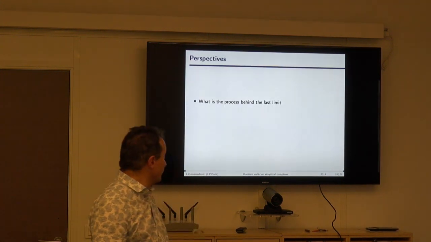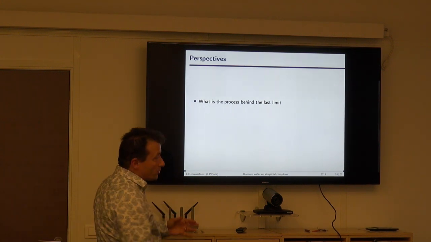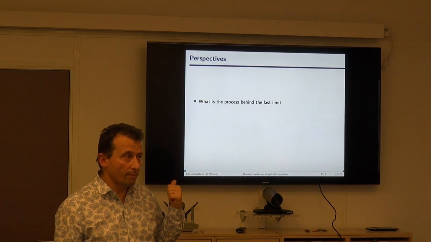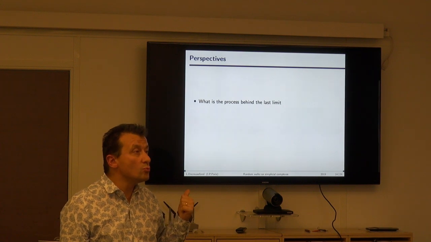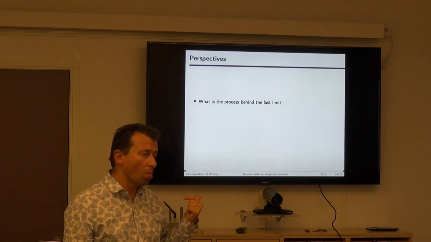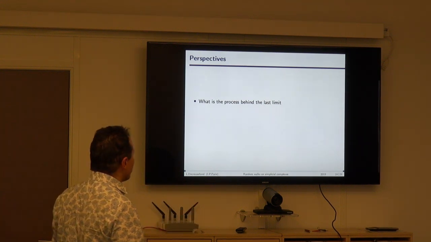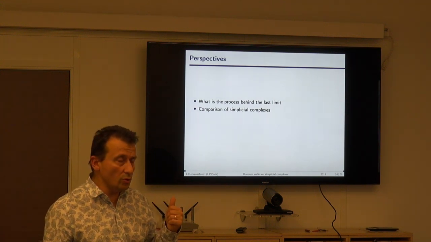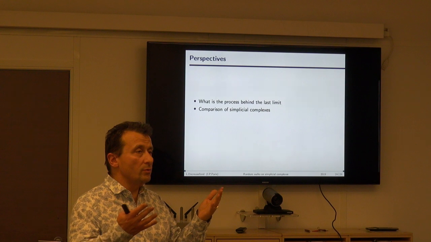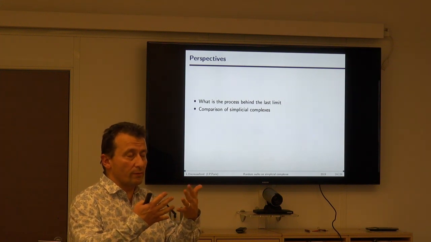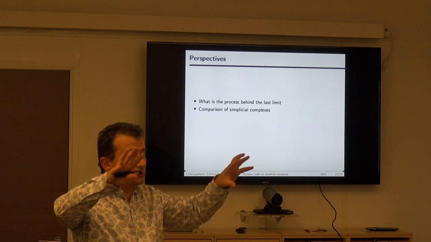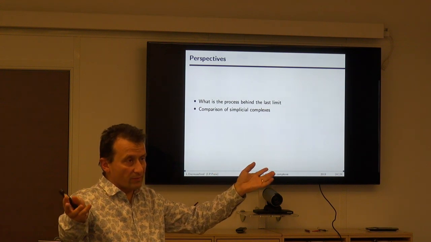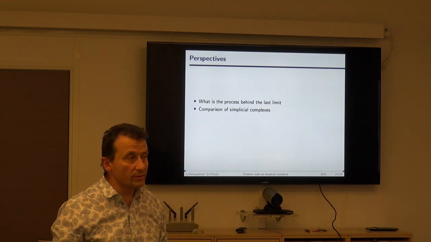So what are the perspectives? The first question is, what is the process behind this limit? That means it is Brownian motion with values in differential forms. That goes further than my knowledge. You can compare graphs by looking at hitting times of random walks. You take two graphs, you take the random walk on the two graphs, you get some hitting time, and you compare graphs like this. Can we use this to compare simplicial complexes?